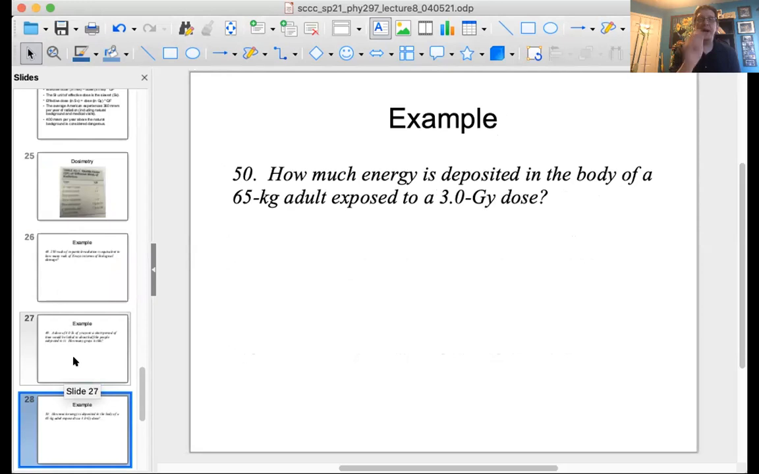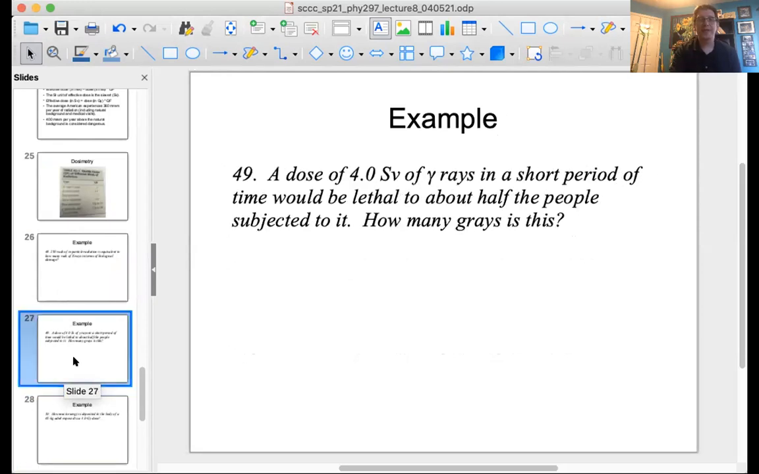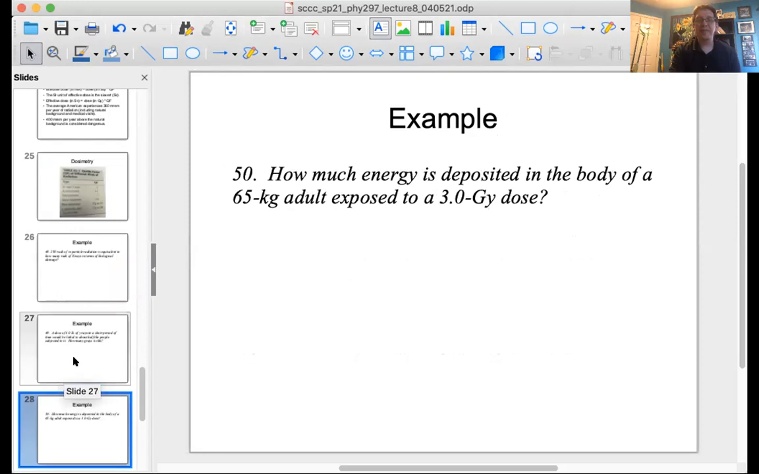How much energy is deposited in the body of a 65-kilogram adult exposed to a 3.0 gray dose? So a gray, again, is 1 joule per kilogram. So this is fairly straightforward.